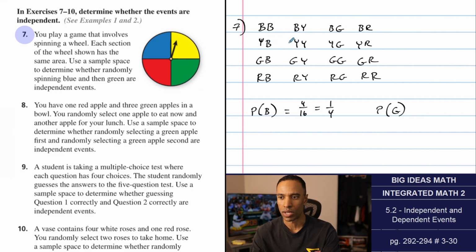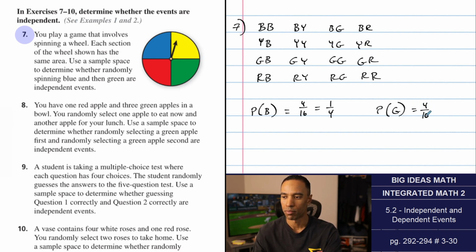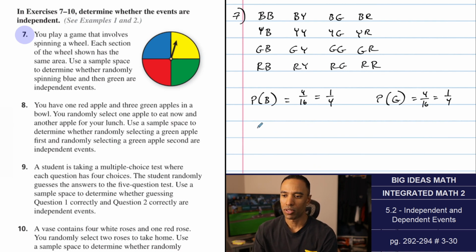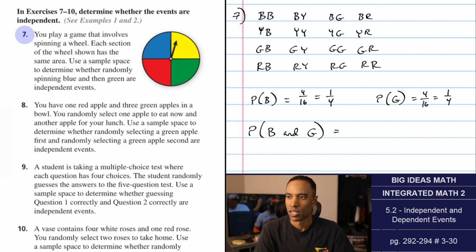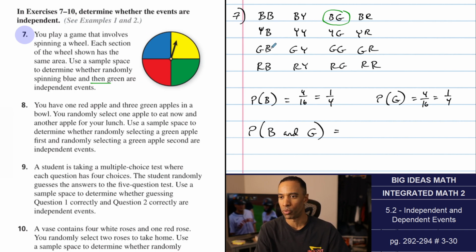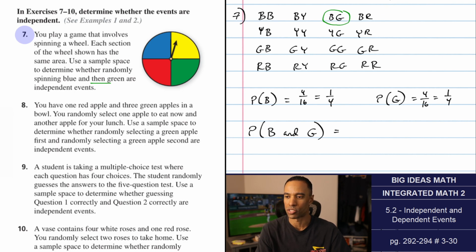It's either the greens here to start with or the greens second to start with, to end with, but 4 out of 16 or 1/4. That's just off the sample space. Now, the probability of spinning blue first and then green second, as far as looking at this, is right here. Blue first and then green second. It literally says and then green. It's not green and then blue. That's not one that counts there. So that's 1 out of 16.